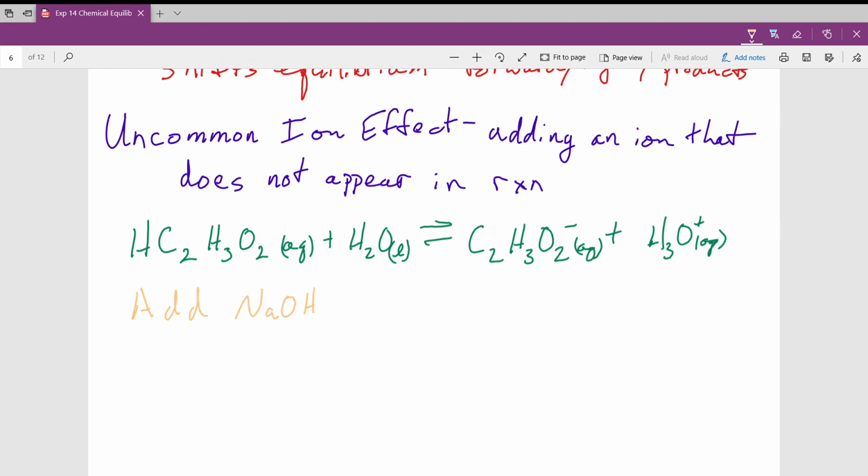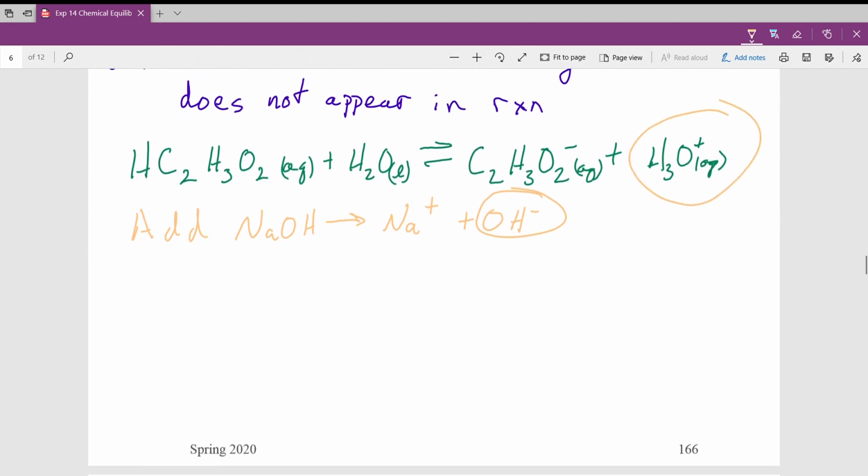Okay, we don't see NaOH anywhere in here, but NaOH does break down into Na plus and OH minus, so do we see those? Well, no. But you might notice something. This guy and this guy will react together. Okay, so if they react together, we know that will have an effect, because OH minus aqueous plus H3O plus aqueous gives us 2H2O liquid.